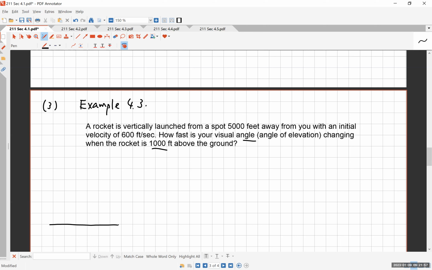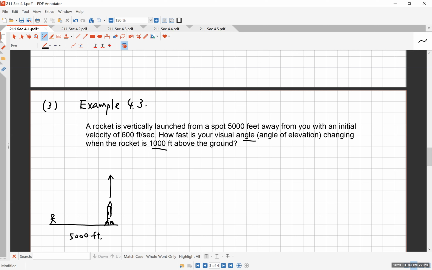I certainly hope that the first thing you would want to do is to draw a picture. You can do a little stick figure for yourself, unless you are a good artist, then you can draw this better. Draw a rocket. Maybe it looks like this. Anyway, it's going up like this, straight up in the air. It's launched 5,000 feet away from you, right?